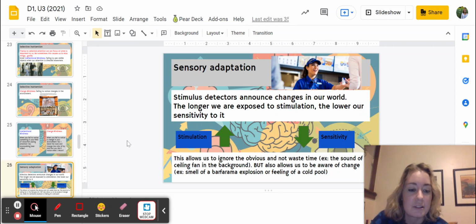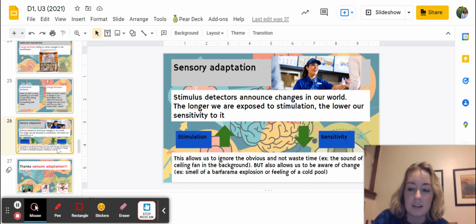Another example is if you go somewhere that smells really bad, like a Barfarama explosion. It smells really bad at first, but as you're cleaning it up, you might get used to it a little bit. It's good because it allows us to ignore the obvious and not waste time. Maybe you notice a ceiling fan in the background, but the longer it's on, you move on and become less aware and less sensitive to that noise.